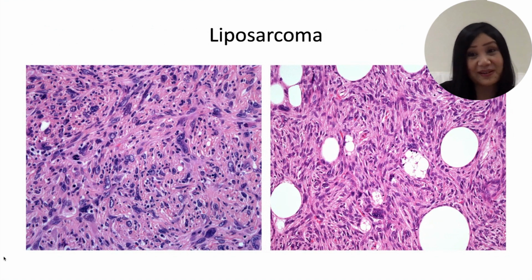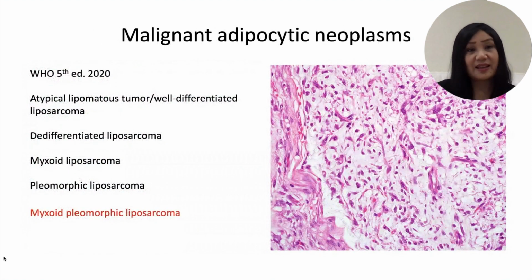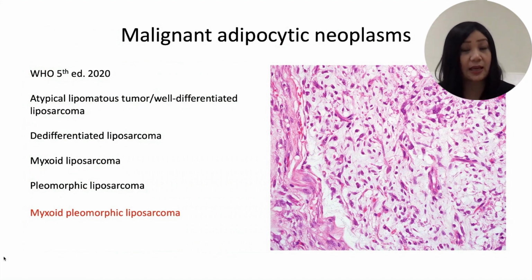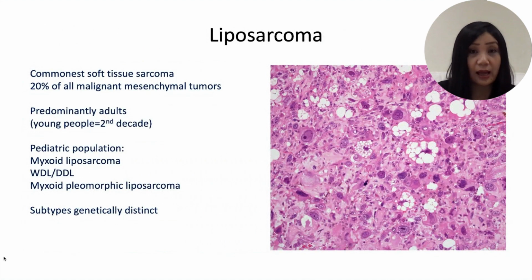So now we will move on to liposarcoma, so updates in liposarcomas. And of course, these are malignant adipocytic neoplasms, and the conventional types in the current WHO are, as we know, well-differentiated and dedifferentiated liposarcoma, myxoid liposarcoma, pleomorphic liposarcoma, and this new entity of myxoid pleomorphic liposarcoma, which we'll come to. Liposarcomas represent the commonest soft tissue sarcomas, accounting for 20% of all malignant mesenchymal tumours.